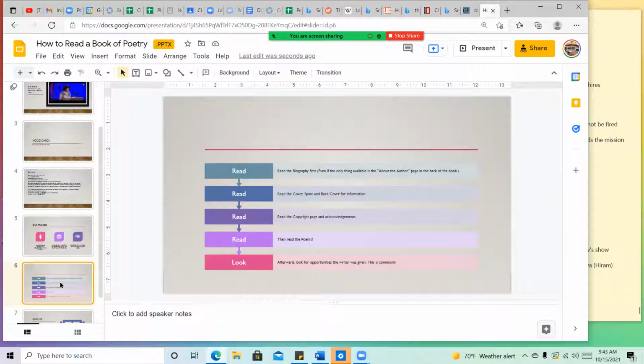This just kind of reaffirms that order: read the biography, in doing that, reading the cover, the spine, the back cover, the copyright page, then read the poems, and then afterward look for that. So I'll probably revisit these slides right after.